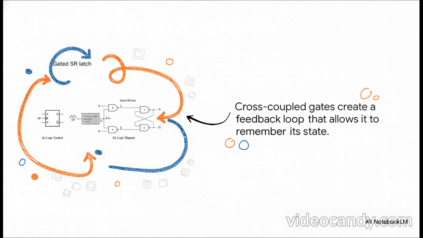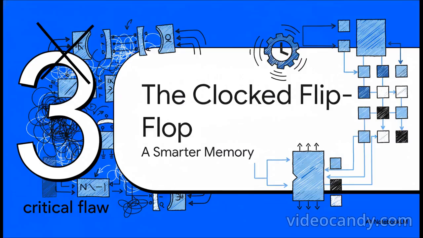But how does it actually remember? Well, the magic is all in the feedback loop. Just look at this diagram. You can see how the output of one gate is fed right back into the input of the other one. This creates this awesome self-reinforcing loop. Once you tell it to be a 1, for example, the gates just keep telling each other, hey, stay a 1, stay a 1. And they'll keep doing that, effectively remembering that value, even after your original signal is long gone. Pretty clever, right?